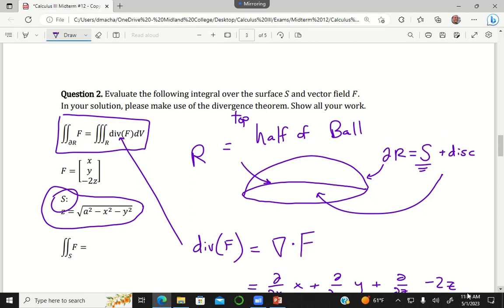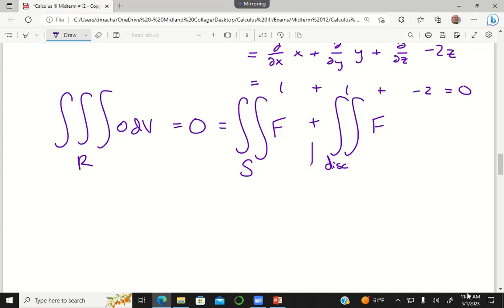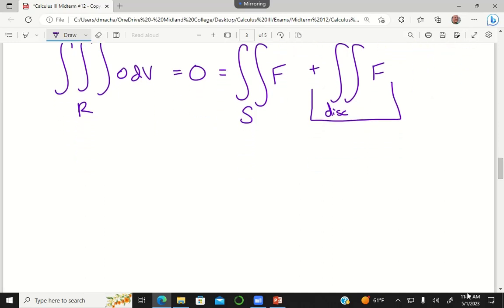So the next thing we need to do is show that this double integral is equal to 0. And if this double integral is equal to 0, then 0 is equal to a surface integral plus 0. And so that means this surface integral would also have to be 0, if only we can show that the surface integral over the disk of my vector field is 0. So let's do that.